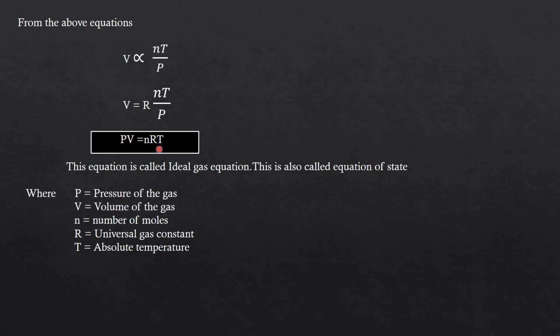Very important equation. Where P is the pressure of the gas, V is the volume of the gas, n is the number of moles, R is the universal gas constant, and T is the absolute temperature. The temperature measured on the Kelvin scale is called absolute temperature.